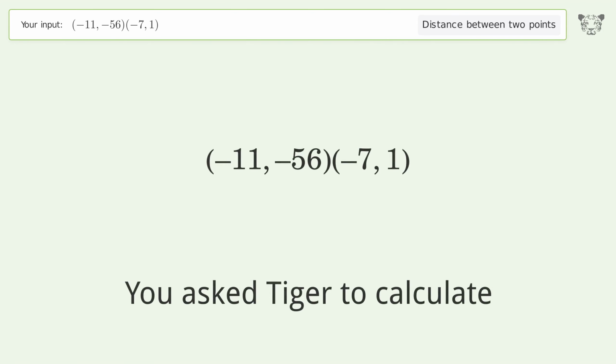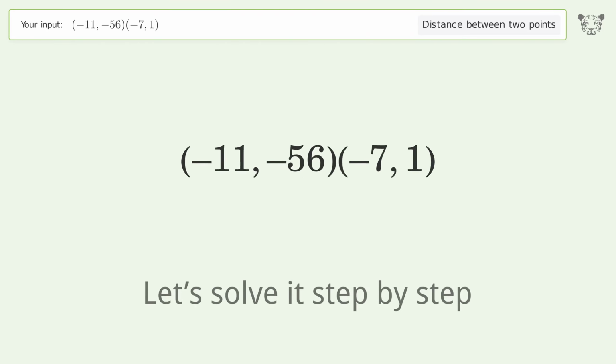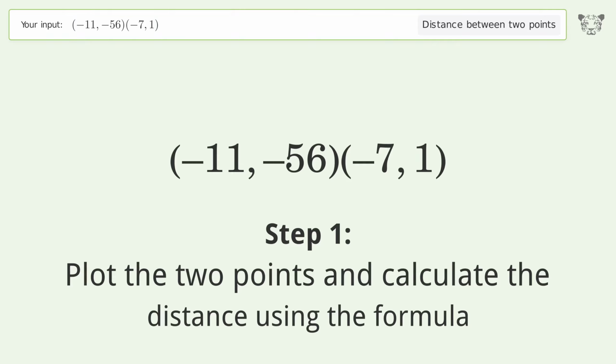You ask Tiger to calculate. This deals with the distance between 2 points. The distance between the 2 points is the square root of 3,265 or 57.14. Let's solve it step by step. Plot the 2 points and calculate the distance using the formula.